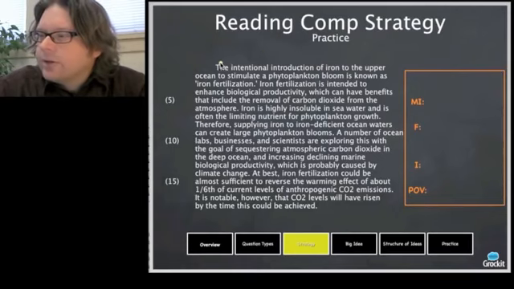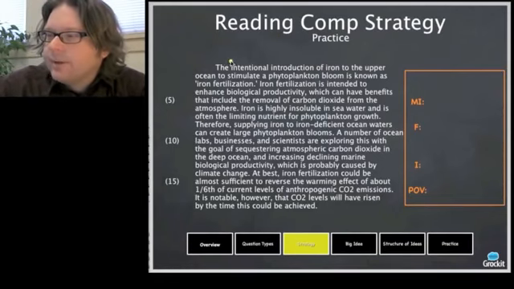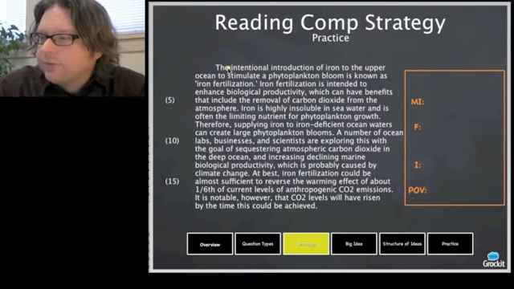All right, so the intentional introduction of iron to the upper ocean to stimulate a phytoplankton bloom is known as iron fertilization. Iron fertilization is intended to enhance biological productivity, which can have benefits that include the removal of carbon dioxide from the atmosphere.